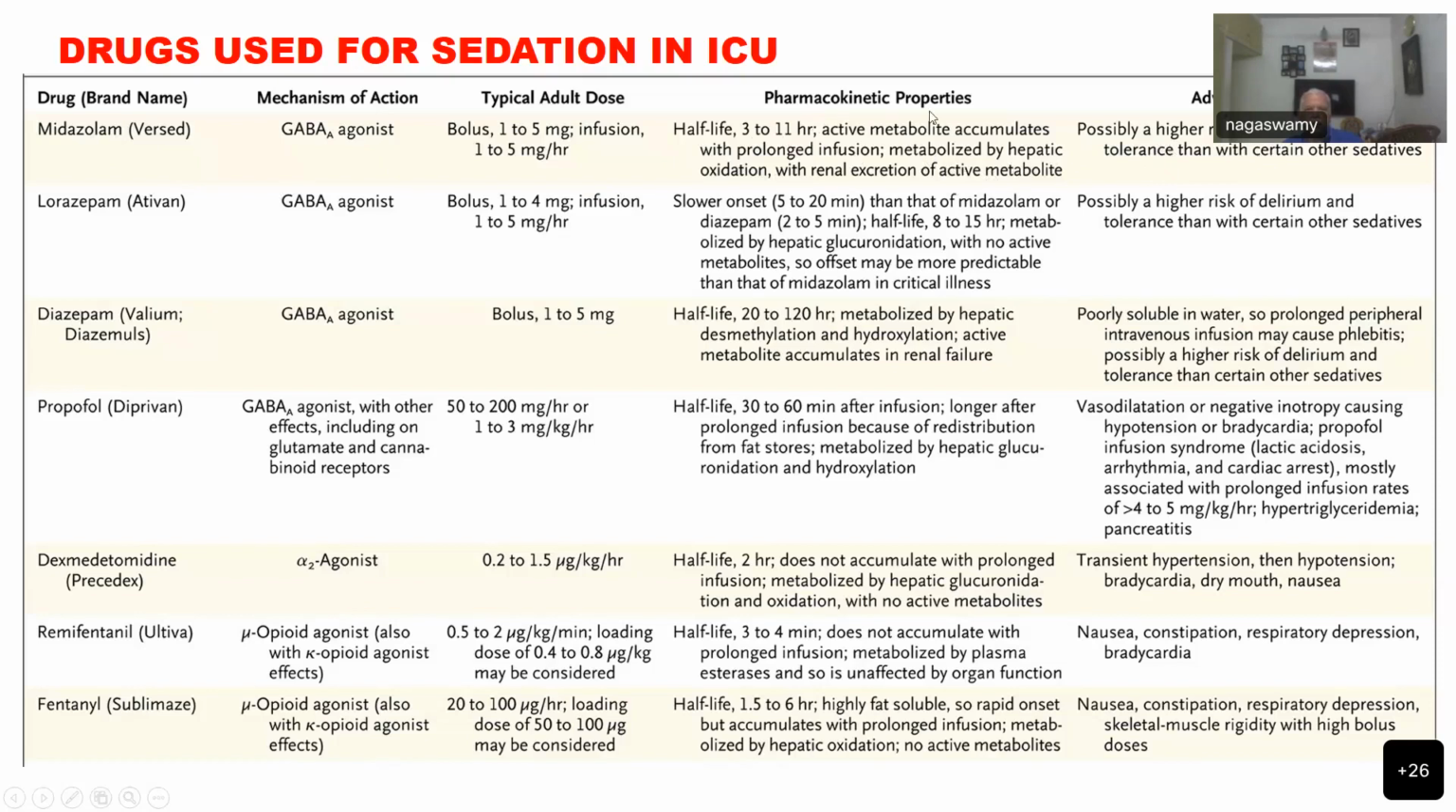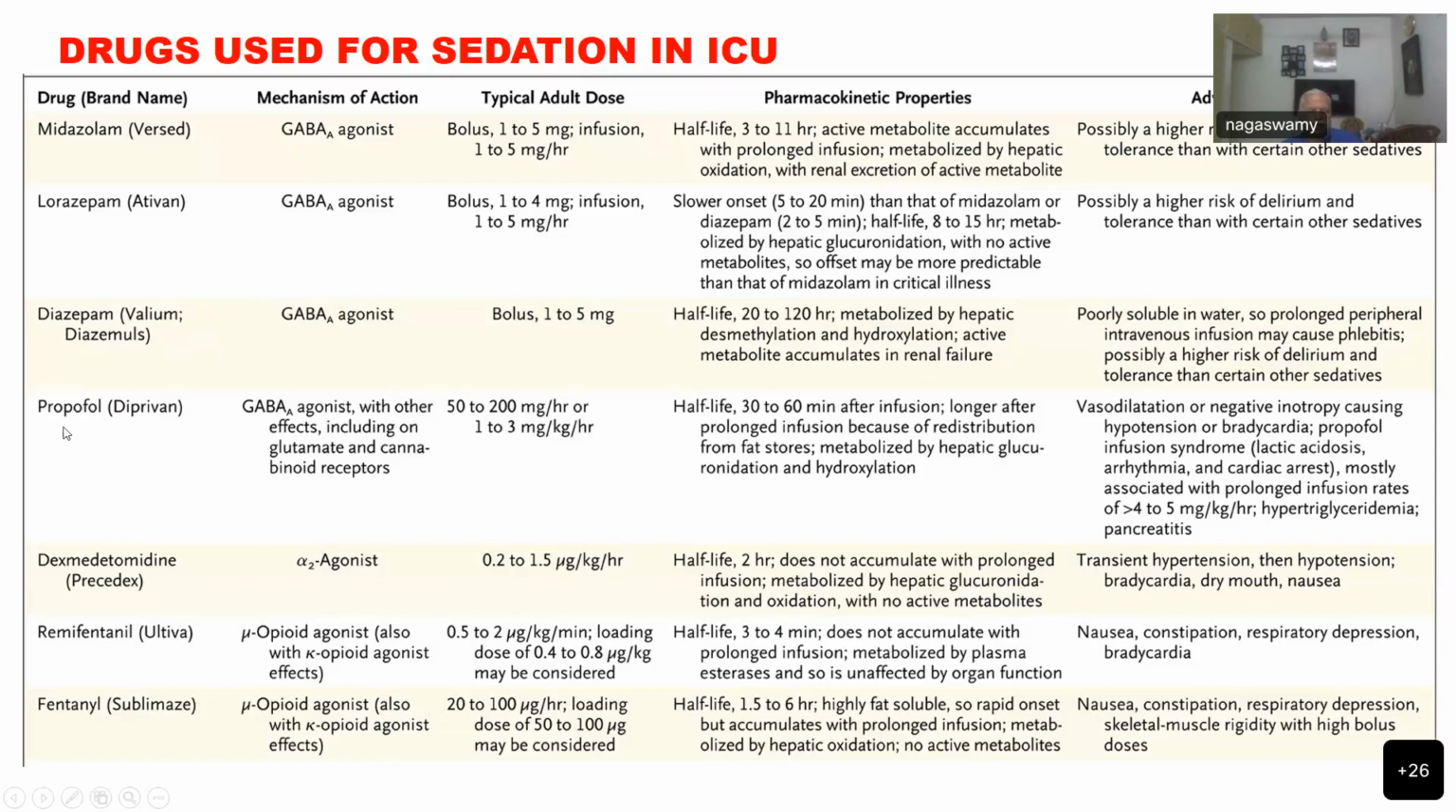The pharmacokinetic properties: its half-life is 3 to 11 hours. The active metabolite accumulates with prolonged infusion, and it is metabolized by hepatic oxidation and excreted by the renal route. So you have to be careful when the patient has hepatic or renal impairment.